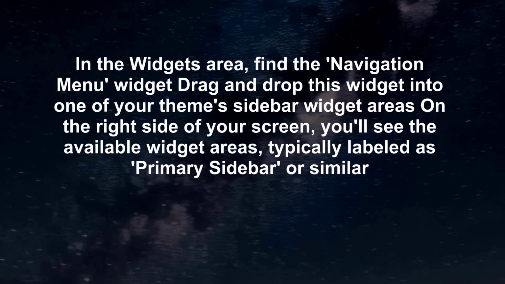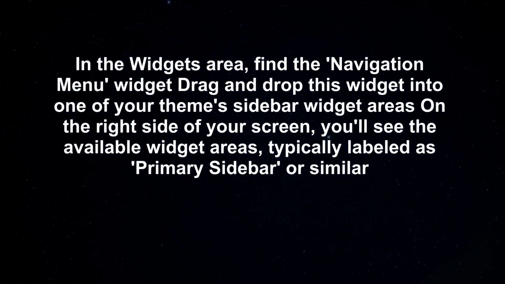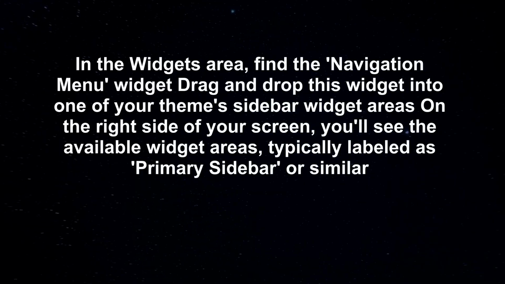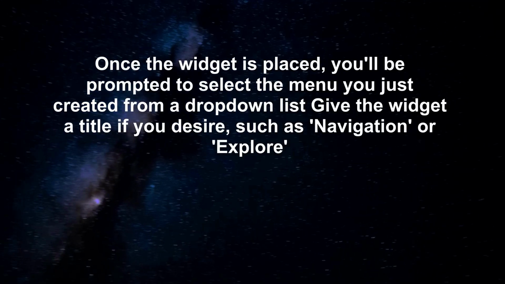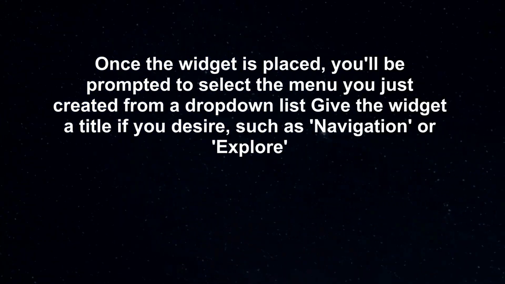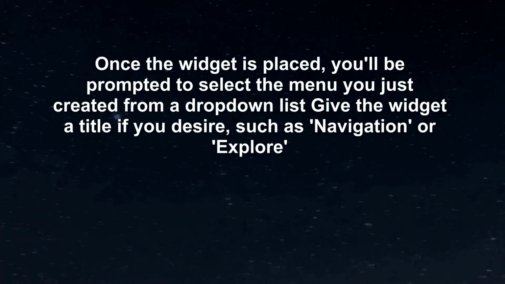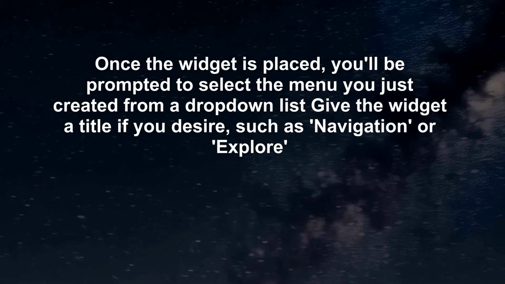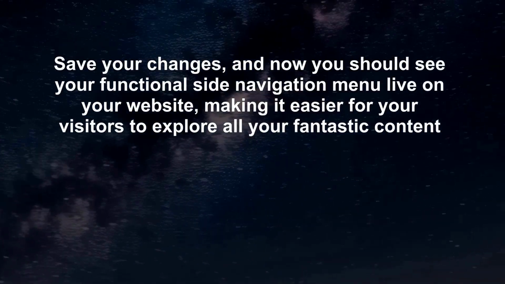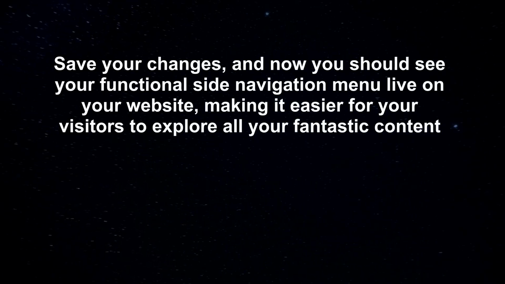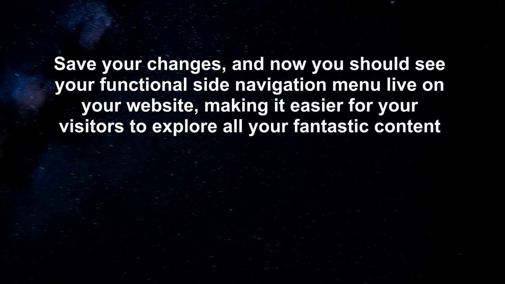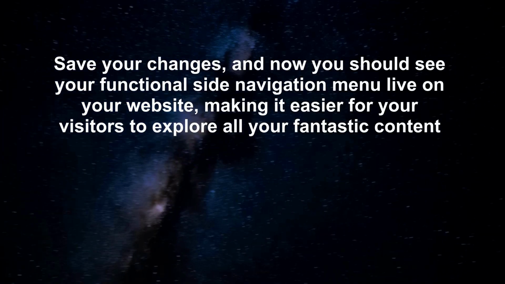You'll see the available widget areas, typically labeled as Primary Sidebar or similar. Once the widget is placed, you'll be prompted to select the menu you just created from a drop-down list. Give the widget a title if you desire, such as Navigation or Explore. Save your changes, and now you should see your functional side navigation menu live on your website, making it easier for your visitors to explore all your fantastic content.